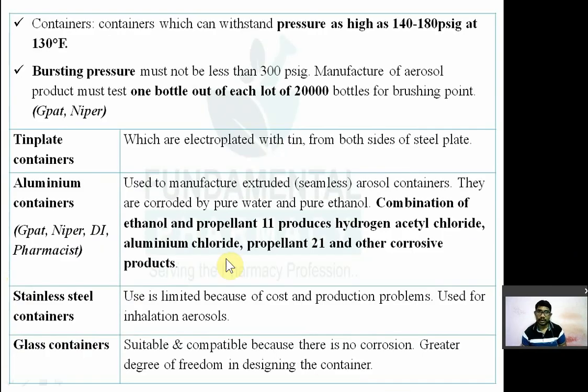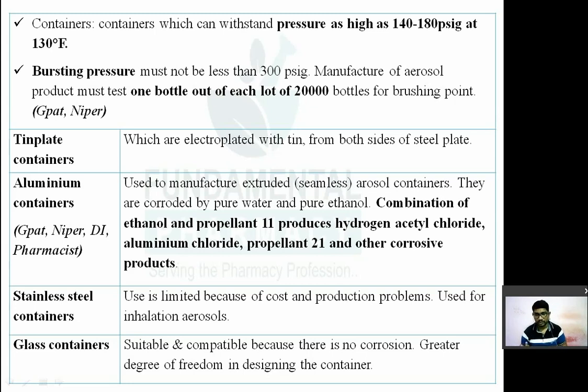What is the container requirement? So containers for aerosol are either made up of glass, steel, or also aluminium. Okay, so aluminium, steel, glass container, tin plated container. All these containers can be used for the aerosols.